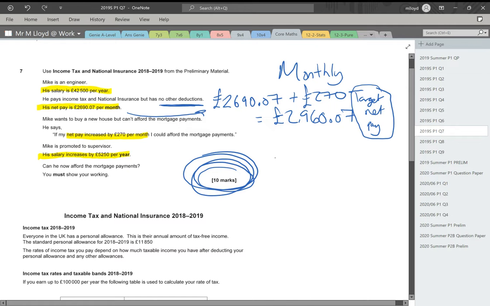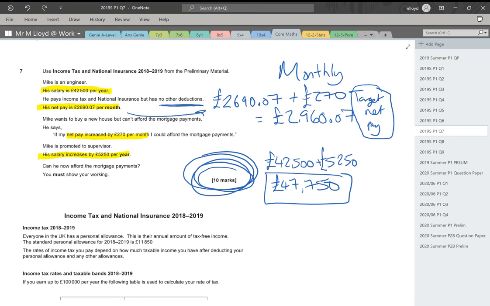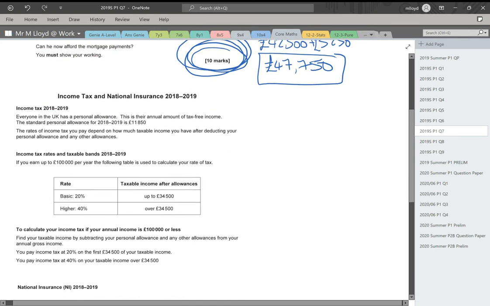Now, his salary is 42,500. And we're going to add the 5,000, keep the units the same, £5,250 per year. So that adds together at 47,750. So that's a really key number. I'm going to now work out the tax. I'm going to work out the national insurance. I'm going to subtract them both and divide it by 12 so I can compare it to that net pay.